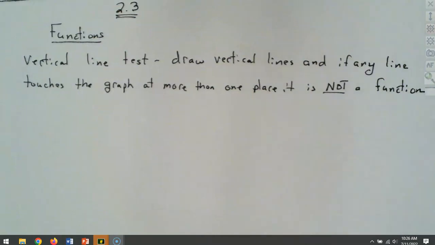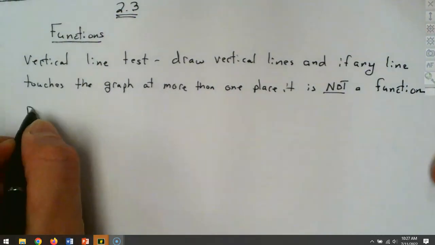That talks about inverses, but that's a later chapter. So all we're going to look at today is the vertical line test. So you draw vertical lines, and if any line touches the graph at more than one place, it's not a function. Now we can also talk about the domain and the range.